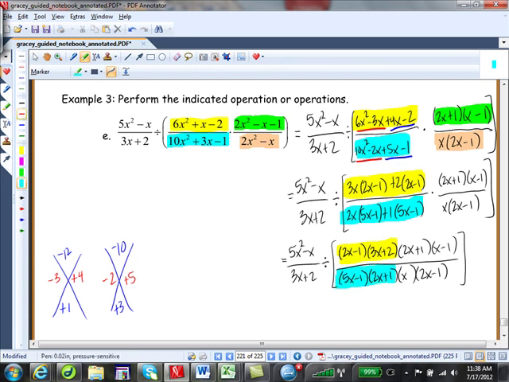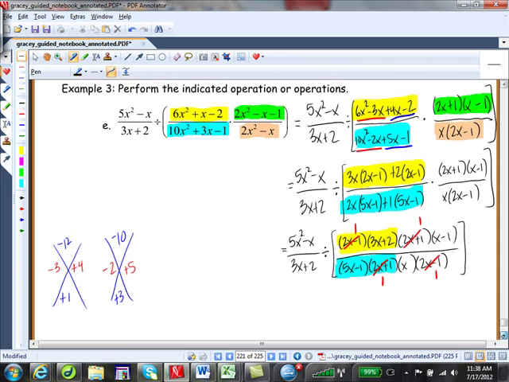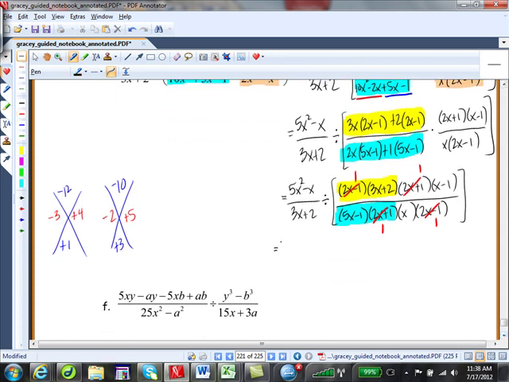Okay, let's see if we can divide any of that out. I've got one factor of 2x minus 1 I can divide out. And I have a factor of 2x plus 1 I can divide out. And so far that's it. So continuing, I will now factor. So I can factor out an x. I'm left with 5x minus 1 over 3x plus 2.